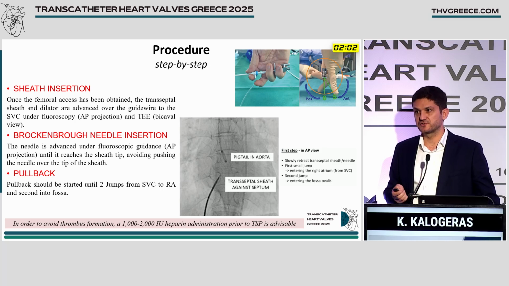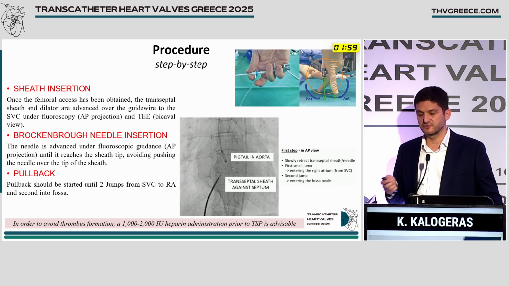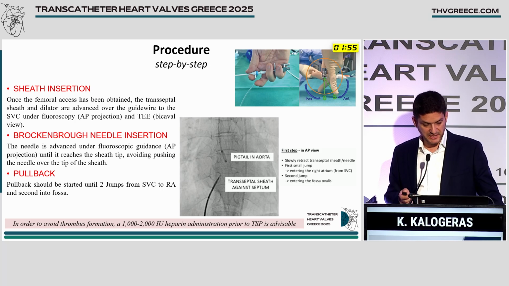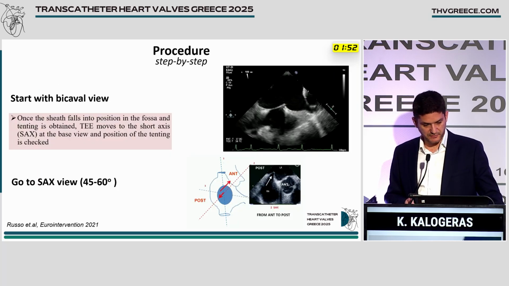Sometimes most of the operators prefer to give some heparin, 1,000 or 2,000 units of heparin, prior to the septal puncture, in order to avoid any thrombus formation. And this is our TOE guidance.